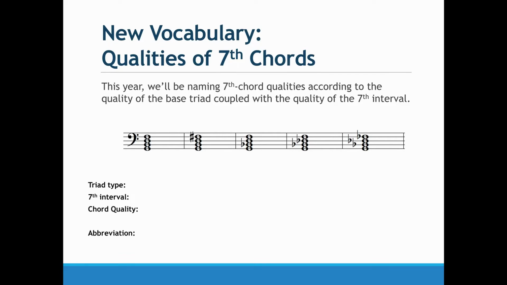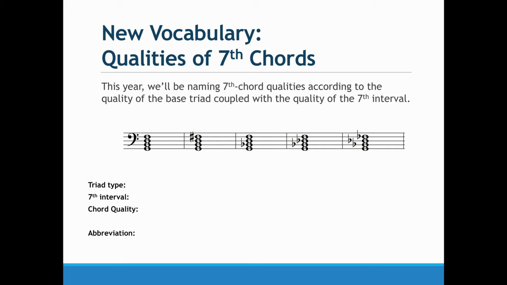What's new this year is I'm going to give you new vocabulary for talking about the qualities of 7th chords. Quality, you might remember from a previous video, has referred to major, minor, diminished, or augmented, but I'm going to expand this out now with 7th chords. This year, we'll be naming 7th chord qualities according to the quality of the bass triad, in other words, the triad that forms the bottom of the chord, coupled with the quality of the 7th interval that happens from the root to the 7th of the chord.